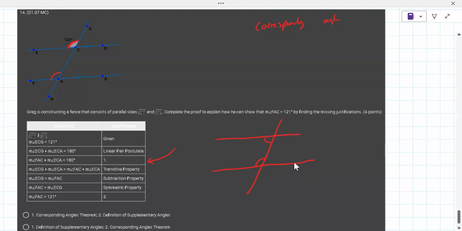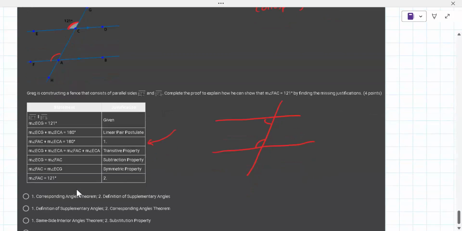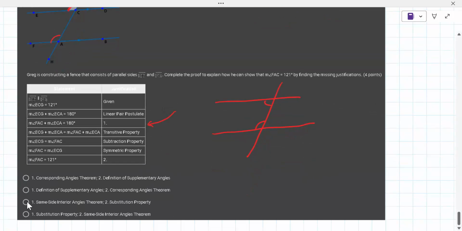Interior angles? Same side interior angles. Same side. Yeah. Okay, so that means number one is same side interior angles. And since that's the only one, well, that is the answer. Nice.